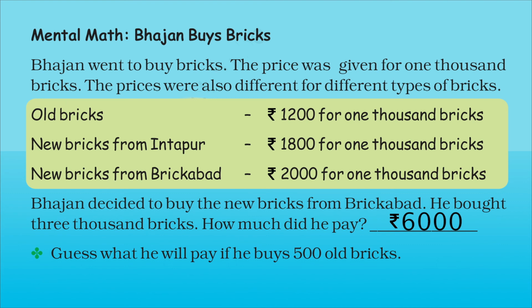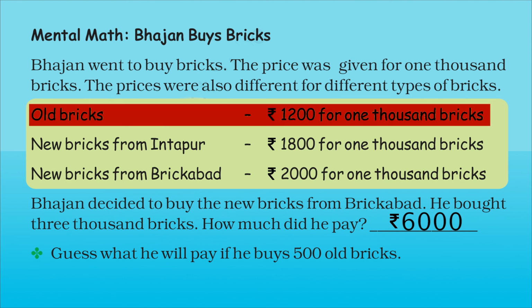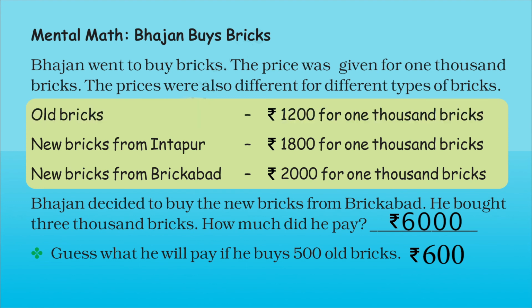Children, can you guess what he will pay if he buys 500 old bricks? Can you do this without writing? Yes, it's so simple. We know the cost of 1000 old bricks is rupees 1200, and for 500 bricks he has to pay just 600 rupees. Yes, you are right. Try to make many more questions like these and try to solve on your own.